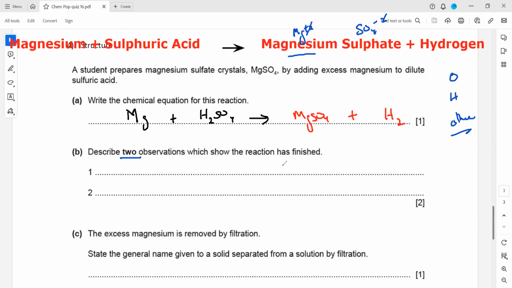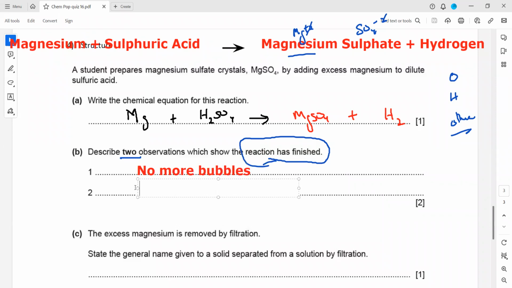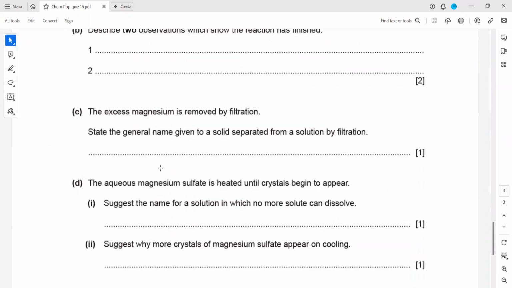Describe 2 observations which show that the reaction has finished. How do we know that the reaction has finished? How do we identify it? That's good. There will be no more bubbles or solid left behind. Because hydrogen is a gas given off, there are no more bubbles or effervescence, or no solid dissolving or reacting. That's how we can identify that the reaction is almost completed.